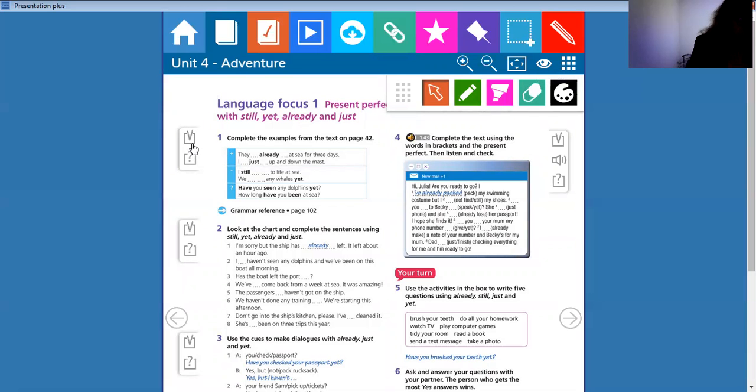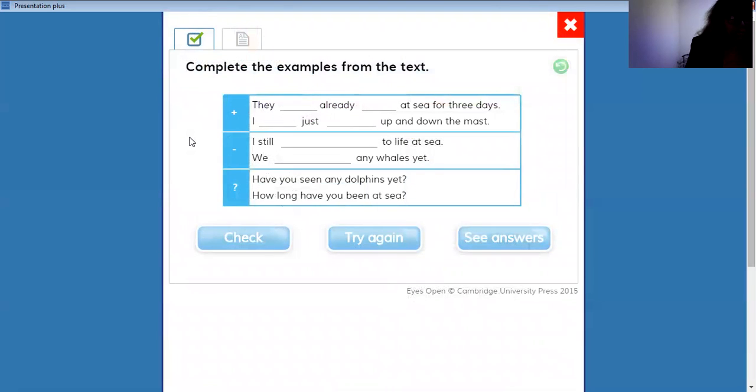Okay. Now we have to look here. Good. Complete the example from the text. They have already been. Now we have to complete here. They have. Okay, they have already been. Do you remember the verb to be? In present, am, is, are; in past, was, were; past participle, been.